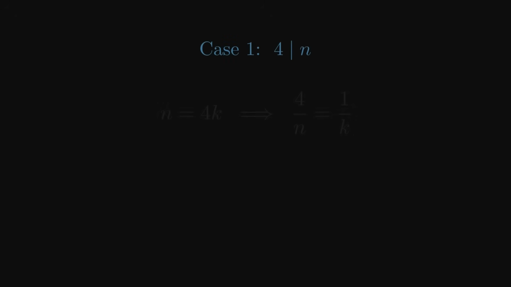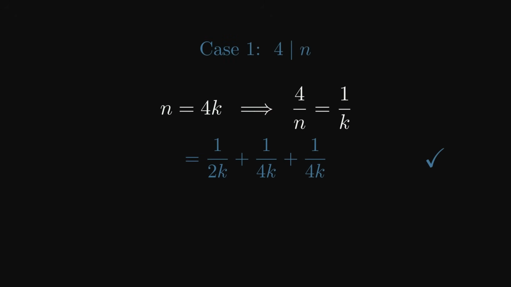For most values of n, finding the decomposition is straightforward. If n is divisible by 4, write n equals 4 times k. Then 4 over n equals 1 over k, just one unit fraction. We can pad with 2 arbitrary unit fractions that sum to 0. Actually, we just use 1 over k and call the other two 0. But if we want a proper 3-term sum, write 1 over k as 1 over 2k plus 1 over 2k.